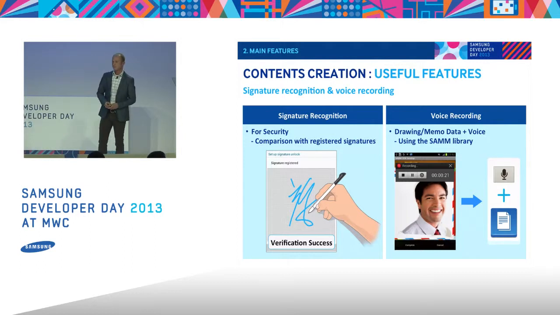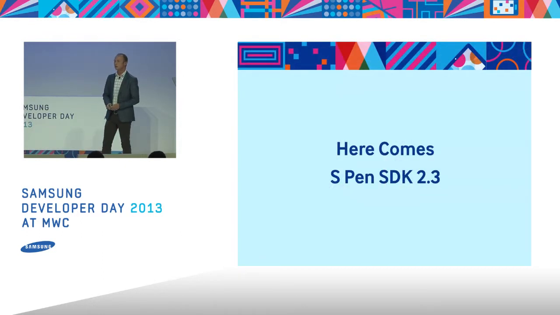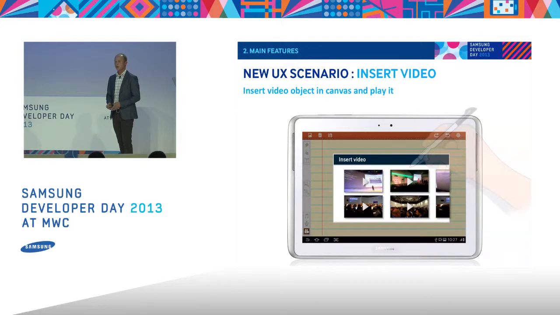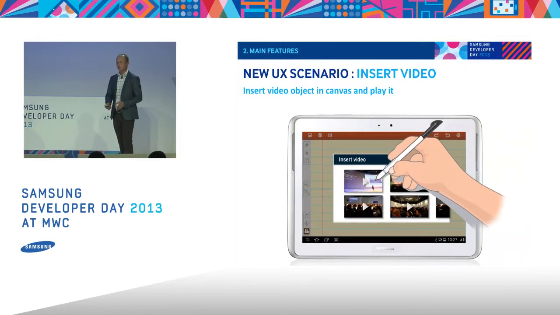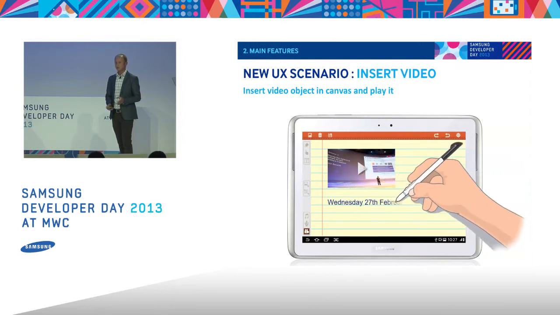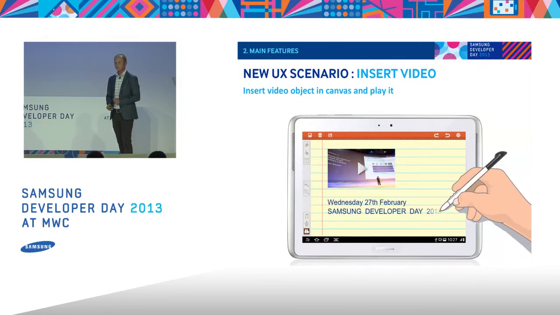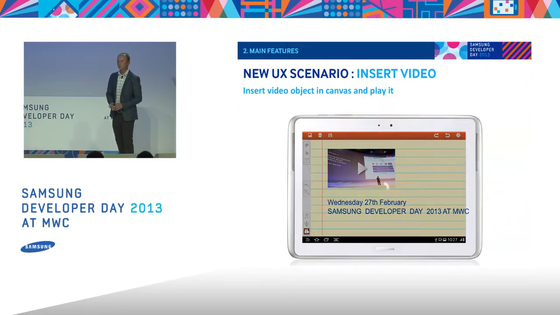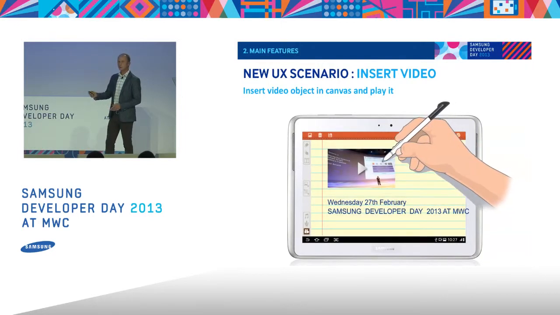And now, I would like to introduce to you the new features of Pen SDK 2.3. Let's move to the first one. You can now insert a video object in a canvas and play it directly from there in order to experience great edit functions. Yes, we can save everything. And now just play the film.